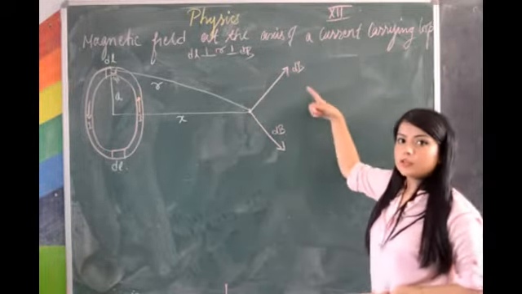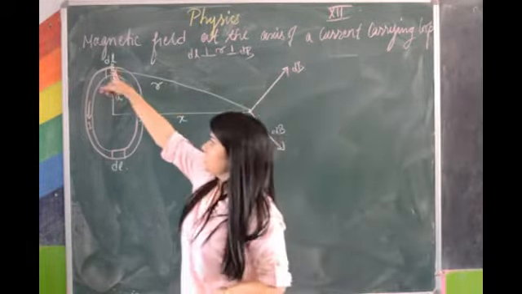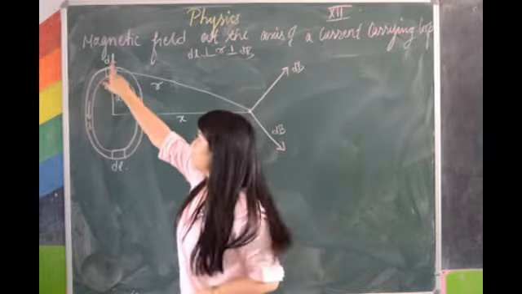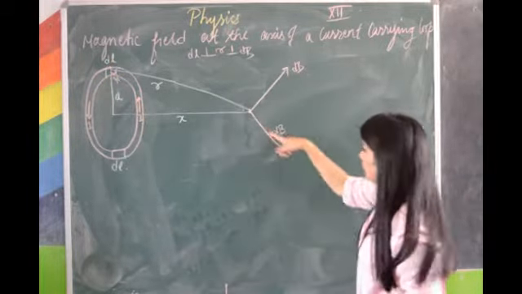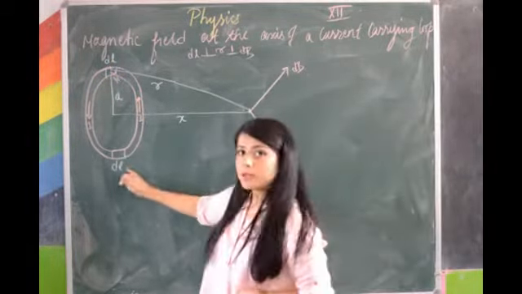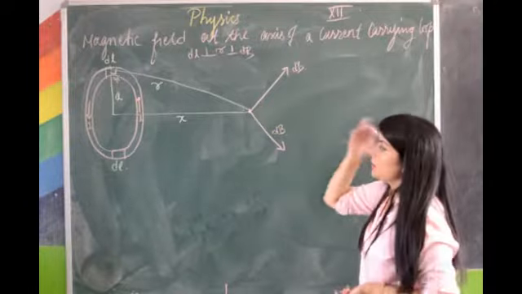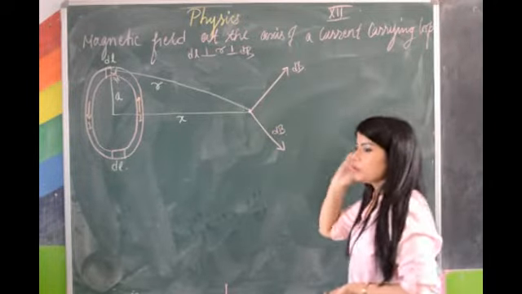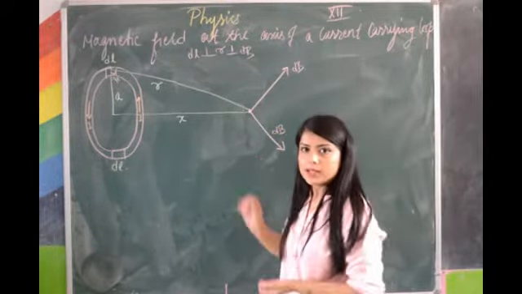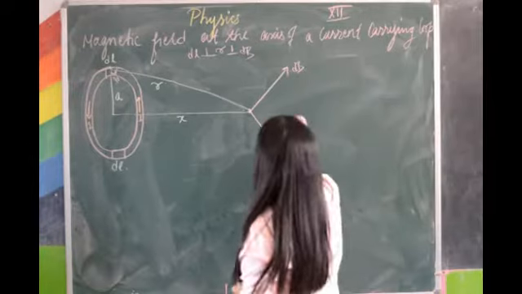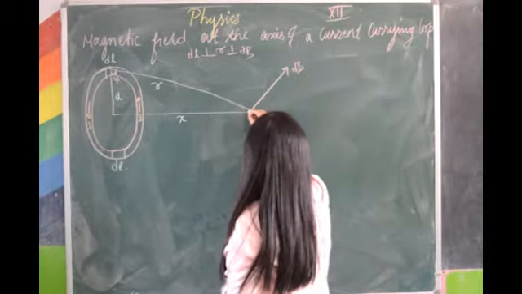These two are the direction of the magnetic field due to these two current elements. Due to this dl, the magnetic field will be flowing this way, and due to this dl, the magnetic field will be flowing like this. Now, what you have to find is this current, this one, that is dB. For that, what we do is we extend this line further.